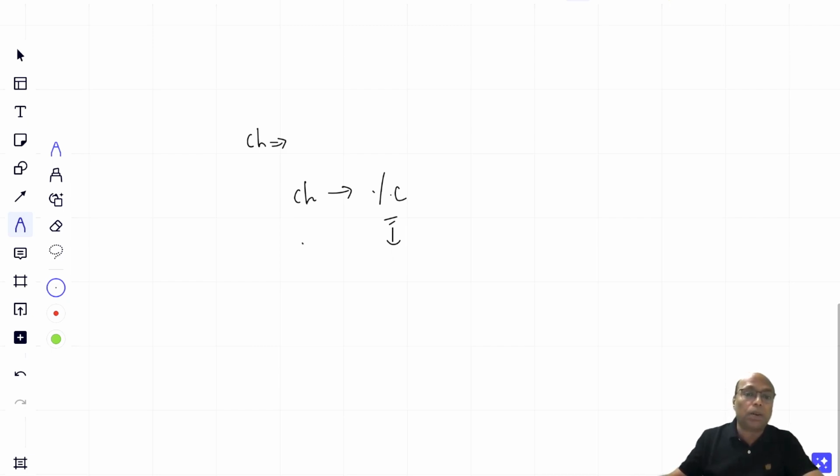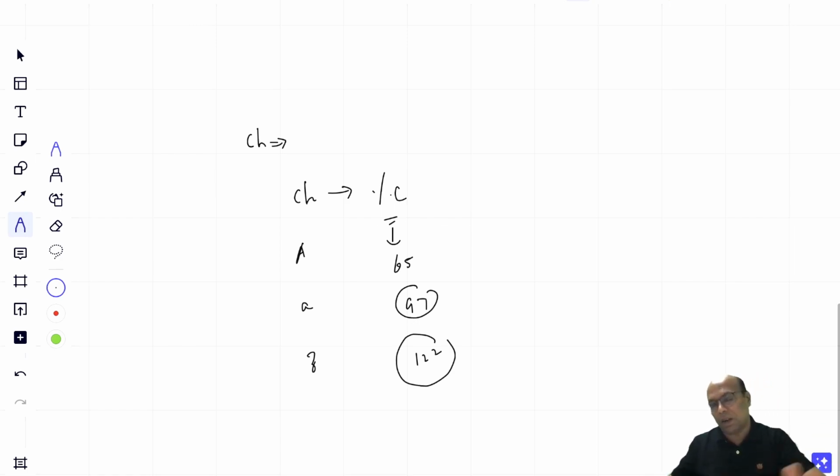For example, if I enter capital A, what will be stored is 65. If I enter small a, 97 will be stored. If I enter small z, 122 will be stored. Now my question is, I need to find out whether the given character is lowercase or not. What do you mean by lowercase? It lies between 97 and 122.